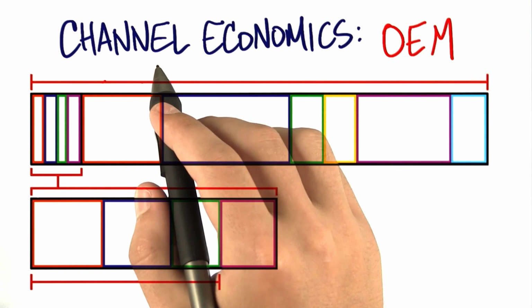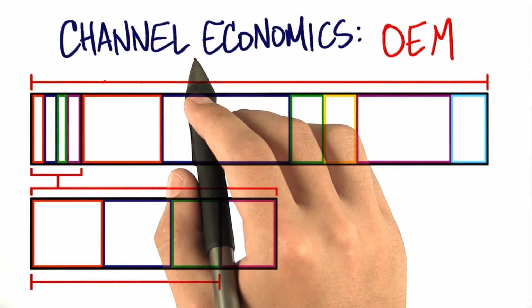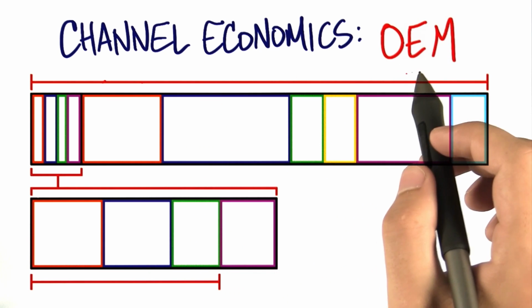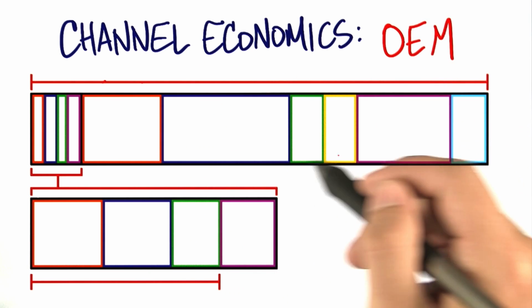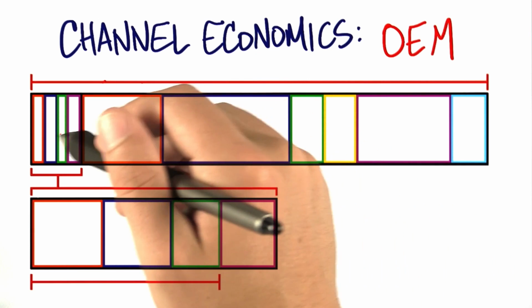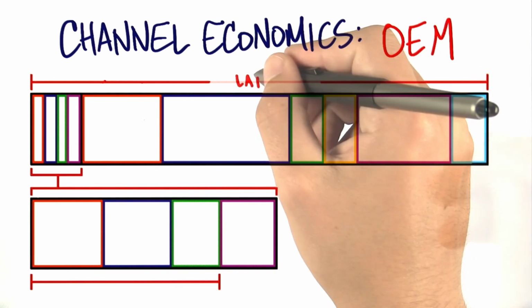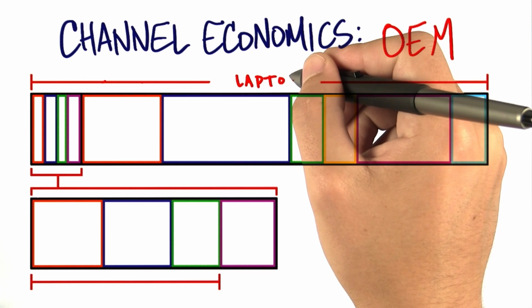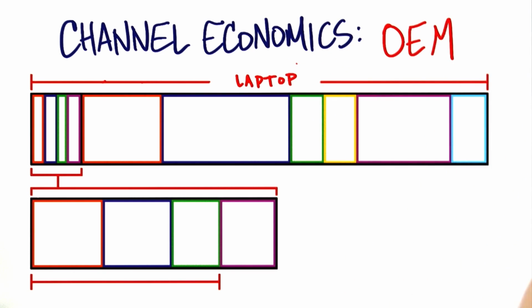So let's take a look at channel economics, but this time assume you are an original equipment manufacturer and your product becomes some other customer's cost of goods. So let's assume this diagram on the top is a laptop computer sold through a computer reseller channel. And let's say this laptop sells for $3,000. And like any other channel, the end user assumes they get a discount.